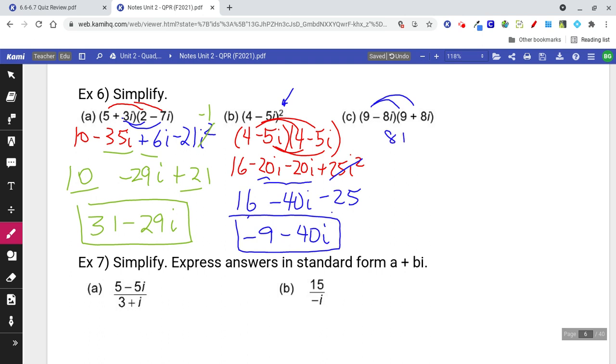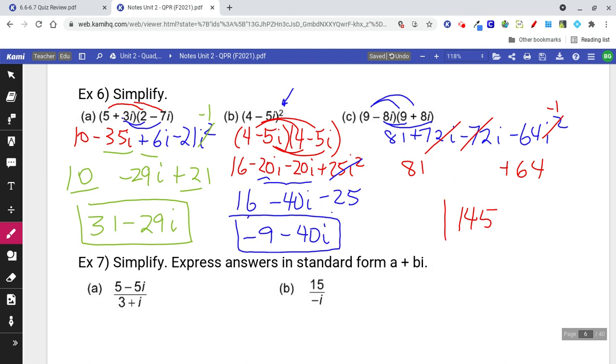9 times 9 is 81. 9 times 8i is plus 72i. Negative 8i times 9 is minus 72i, and 8i times negative 8i is minus 64i squared. Remember, i times i is i squared. In this case, the 72i's cancel each other out, so that's actually good. You have 81, and you have minus 64i squared. Remember, that's negative 1. So negative 64 times negative 1 is going to be plus 64. 81 plus 64 is 145.